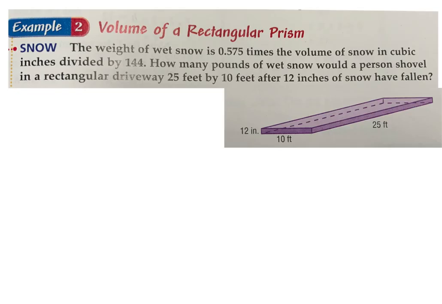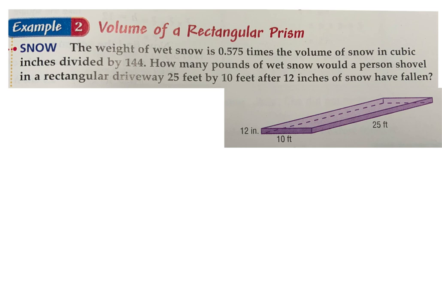The weight of wet snow is 0.575 times the volume of snow in cubic inches divided by 144. How many pounds of wet snow would a person shovel in a rectangular driveway that's 25 feet by 10 feet after 12 inches of snow have fallen? So they wanted inches because we're going to divide by 144 when it is cubic inches. So we want to convert these to inches. It's already 12 inches deep. That's what they've told us. So we are going to convert the 10 to inches as well as the 25 to inches.